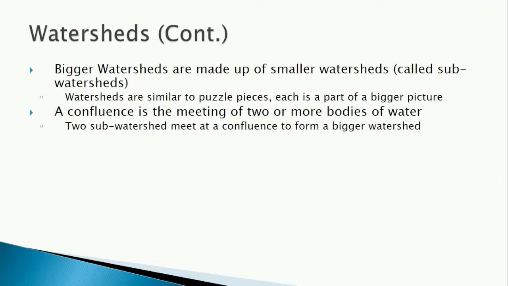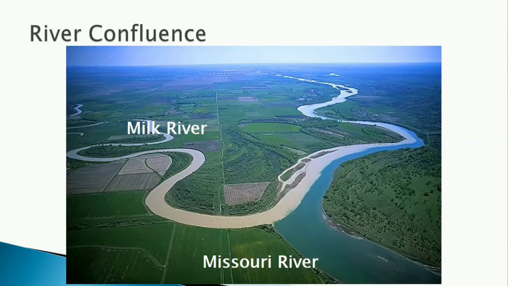Bigger watersheds can be divided up into smaller watersheds, called subwatersheds. You can think of these subwatersheds as puzzle pieces that fit together to make a larger watershed. When two subwatersheds meet, they connect by a confluence, which is the meeting of two or more bodies of water. Here's an example of a confluence, where the Milk River and Missouri River meet.